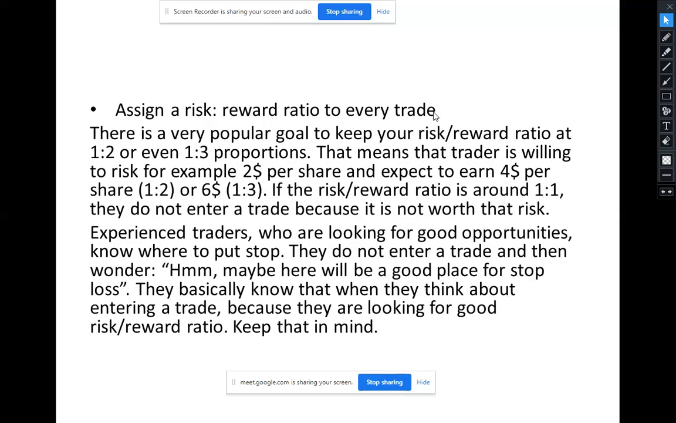Then after that, assign a risk reward ratio. If I reach 2%, I will gain 2%, or 4%, or 8%. If I reach $2, I will gain $4 or $6. If I reach $1, I will gain $2 or $3. So it all depends on how you want to assign your risk reward ratio.